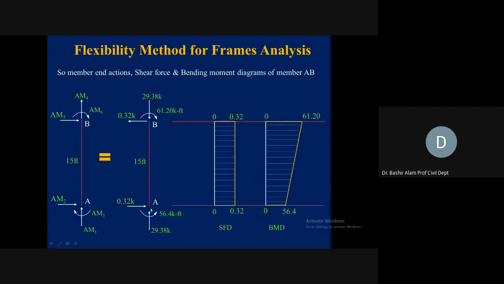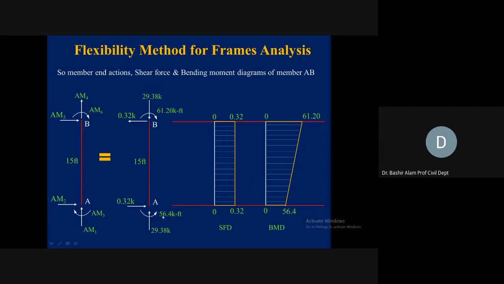Because of 0.32, this is 0. Now this is the baseline. We come to the right by 0.32. It is pushing this to the right by 0.32. We don't have any load, so it is constant. And because of 0.32, it is coming back to its 0 position. The shear force diagram is drawn.